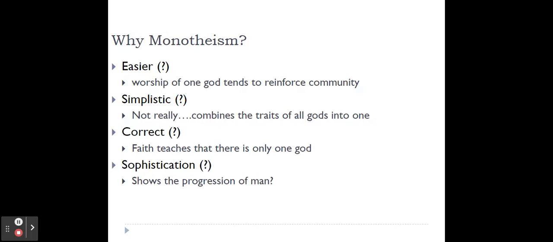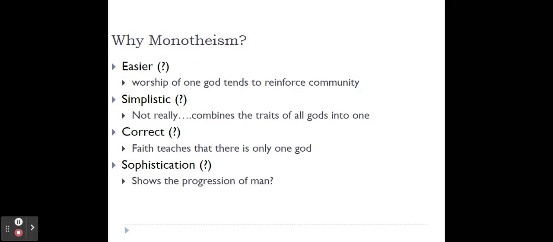And then finally, sophistication. It shows the progression of man. Instead of worrying about all these fickle gods and goddesses out there or attributing every little natural occurrence to a different god or goddess, we have reached the conclusion that there's only one god out there. That has shown our sophistication. We're moving away from superstition, so to say. But these are the four reasons that contribute to the development of monotheism. It's easier, more simplistic, it's the correct faith, and it's more sophisticated.